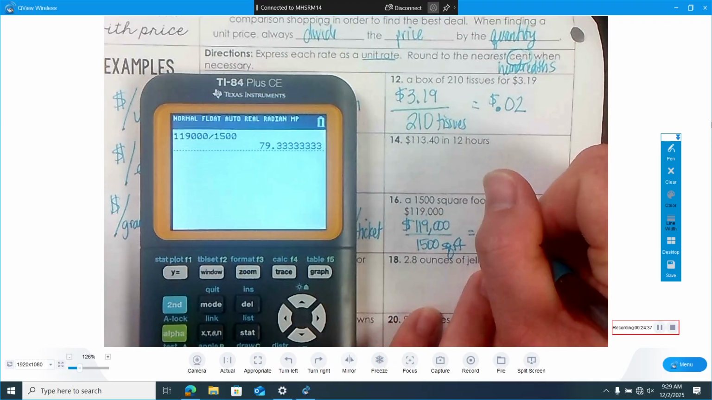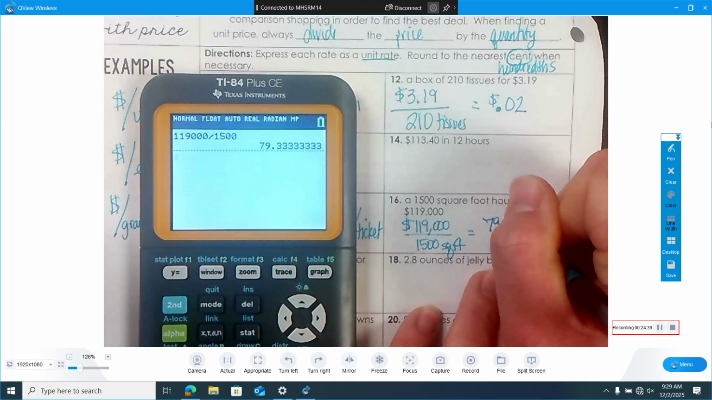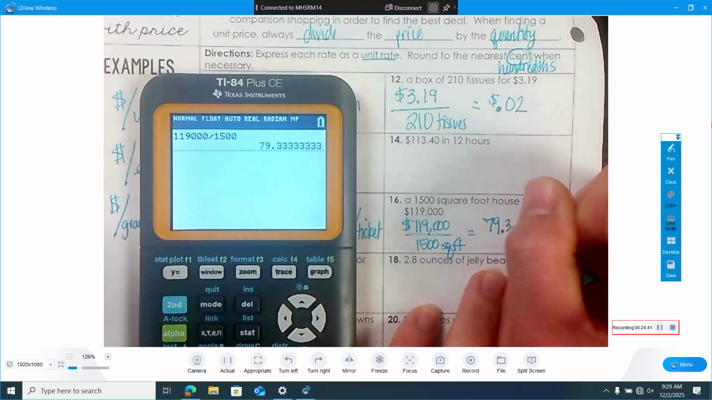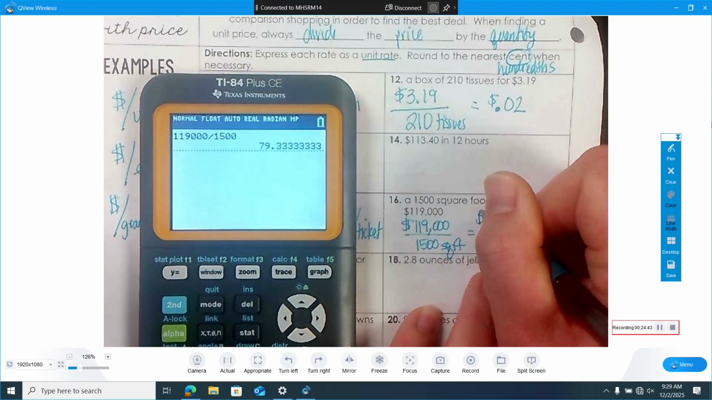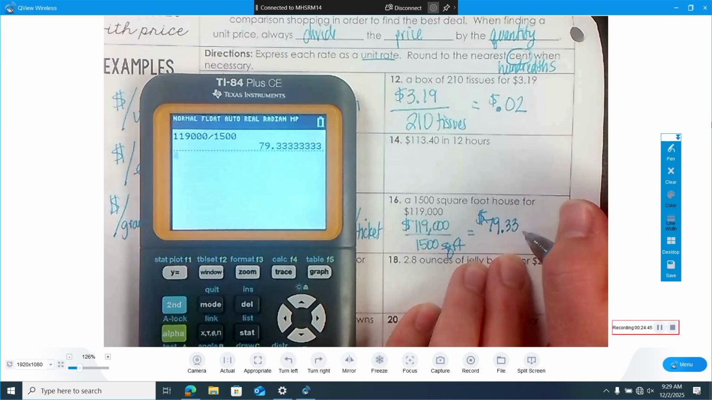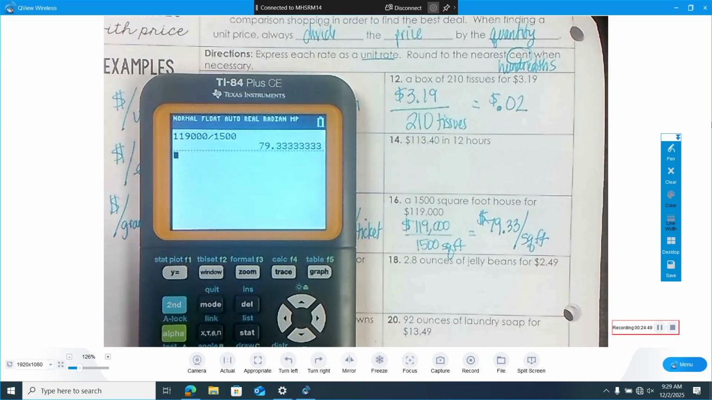So this becomes 79.33. So $79.33 per square foot. That is a really good deal, ladies and gentlemen. If you can get a house for $79 a square foot, that is a great deal.